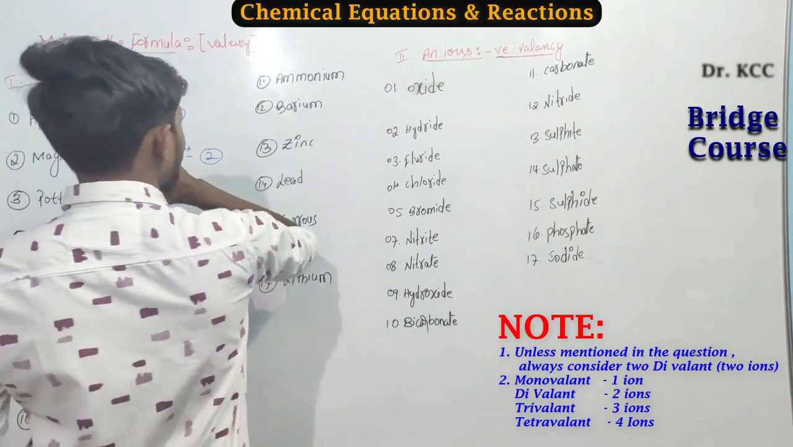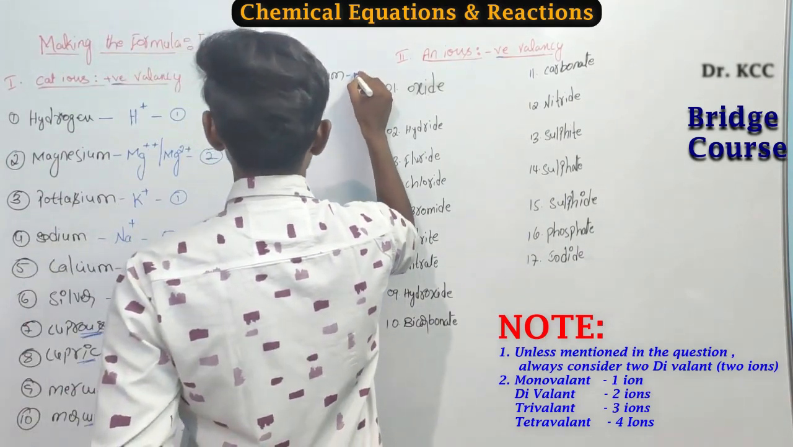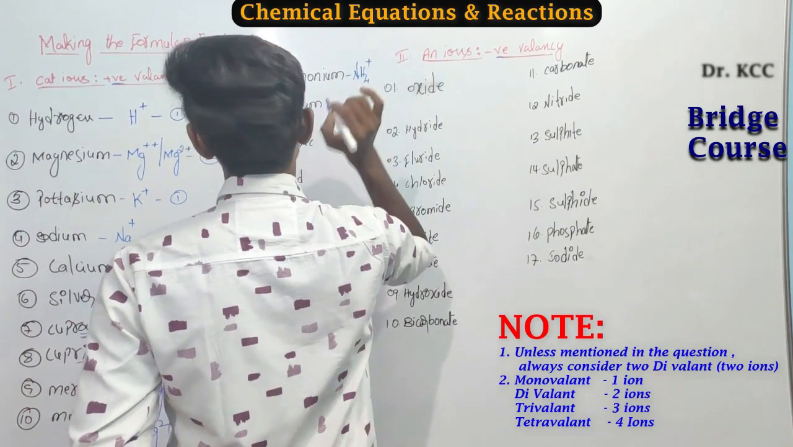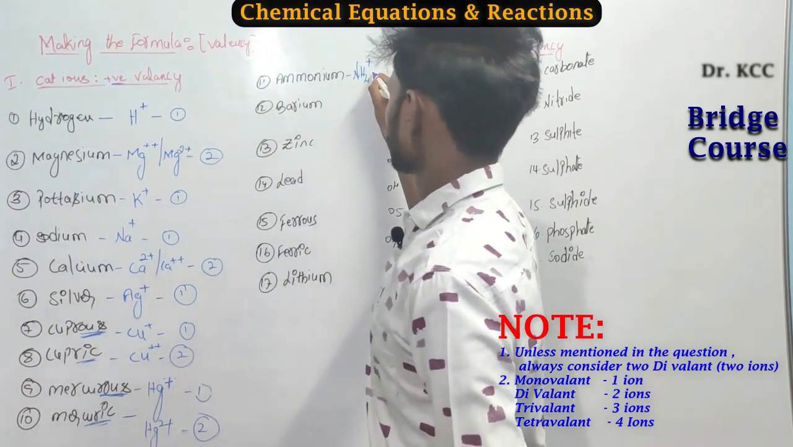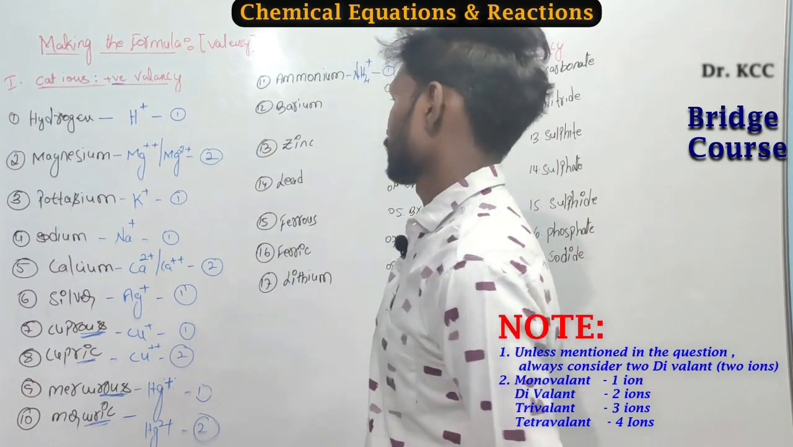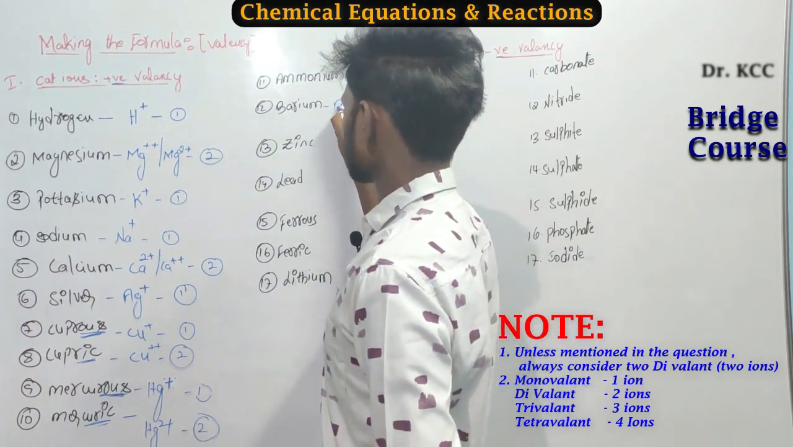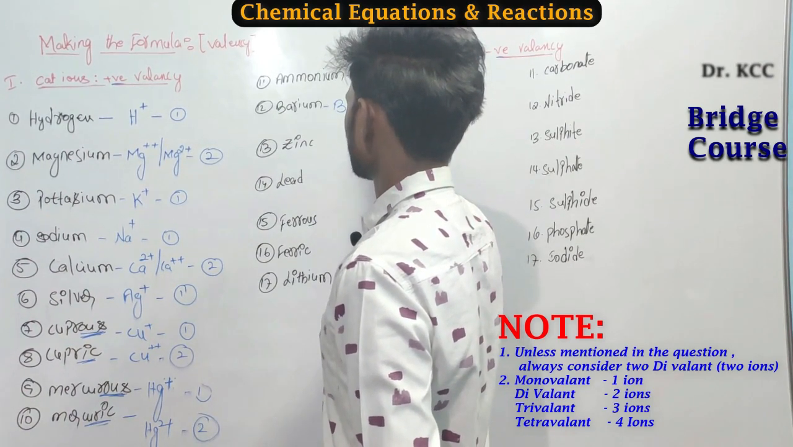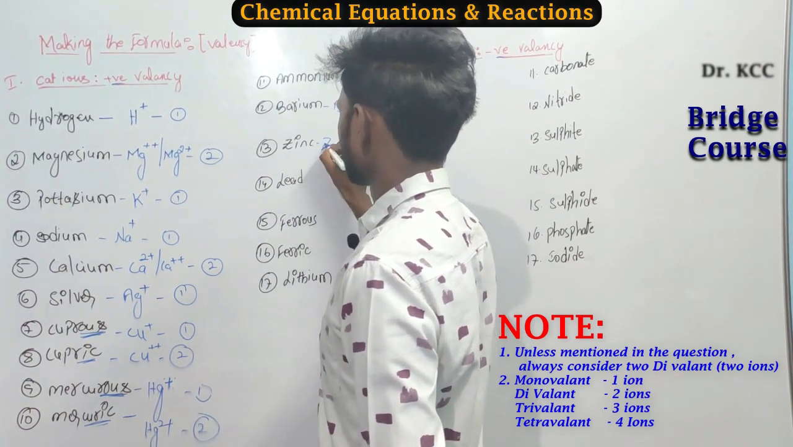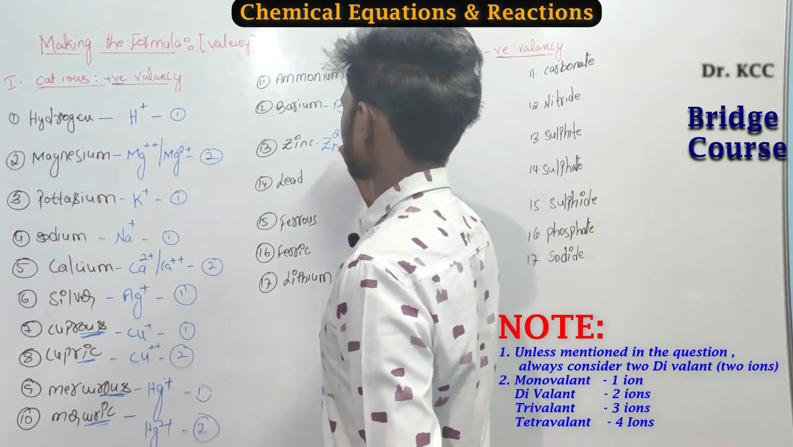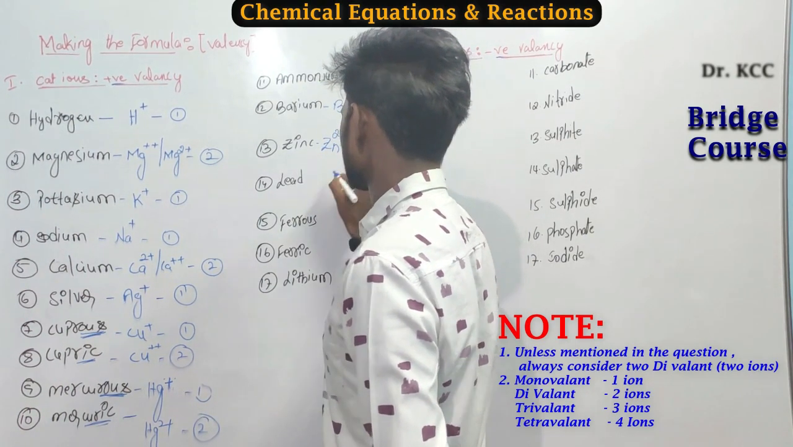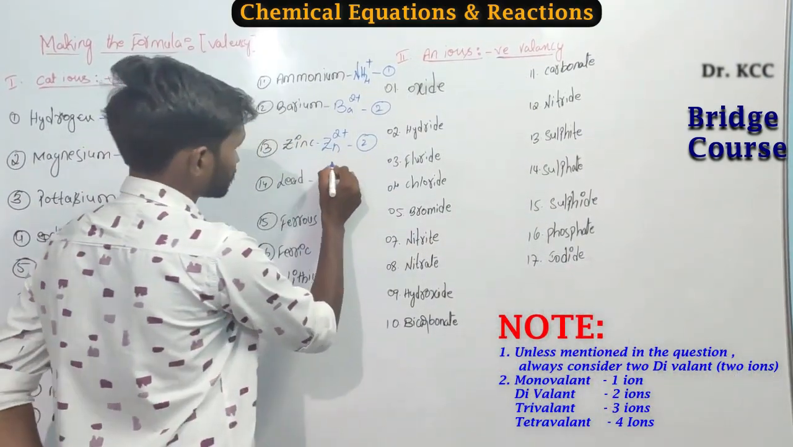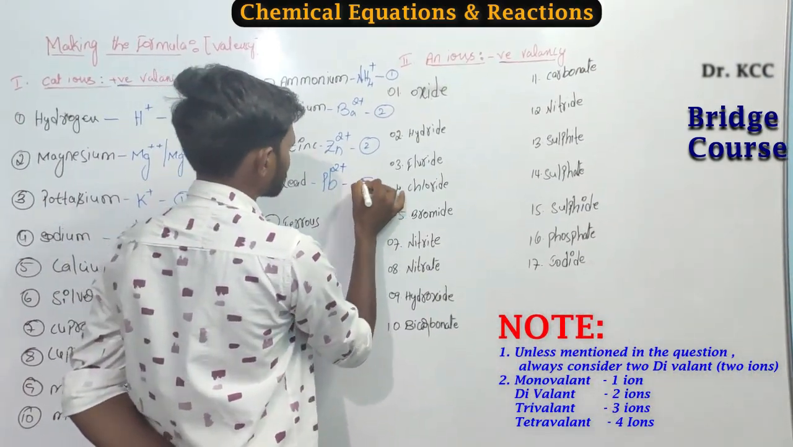Next, you have ammonium, which is NH4+. Remember this, NH4+. Therefore, what is the valency? 1. Then barium, the symbol is Ba, it is 2+, so the valency is 2. Then zinc, also 2+, meaning it loses 2 electrons, so the valency is 2. Lead is Pb2+, which means it loses 2 electrons. The valency is 2.